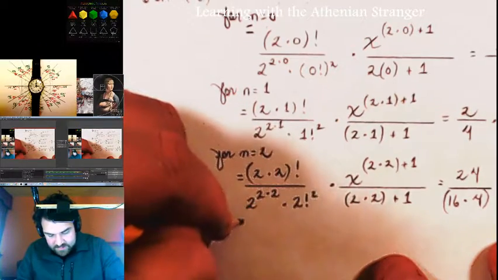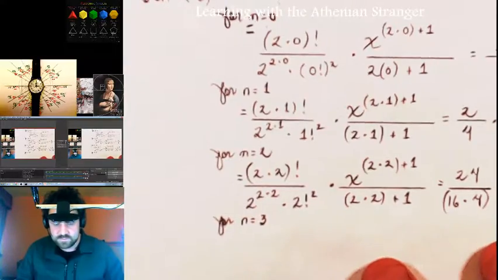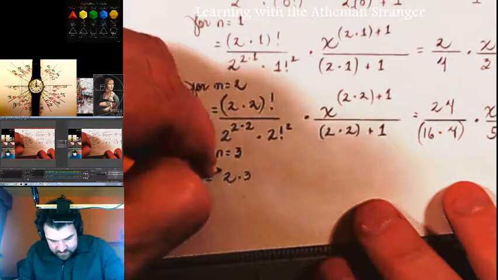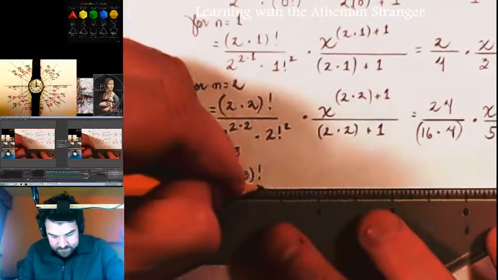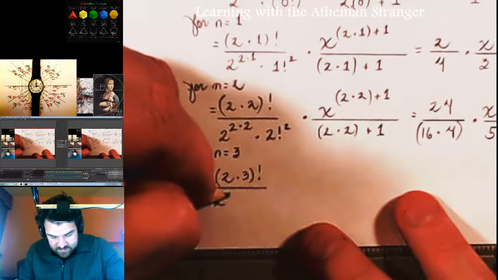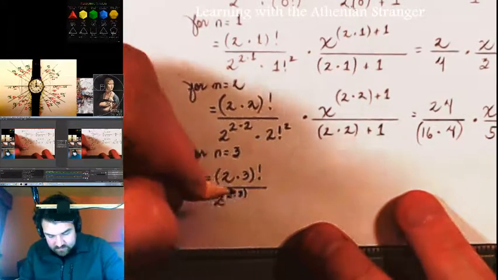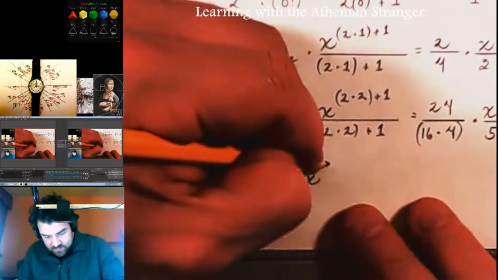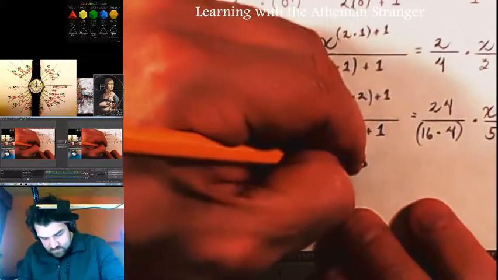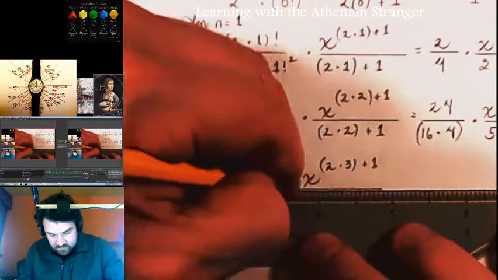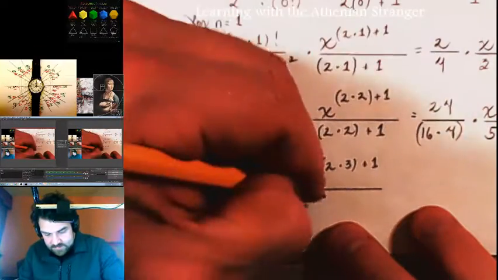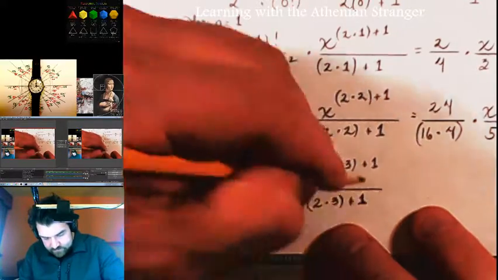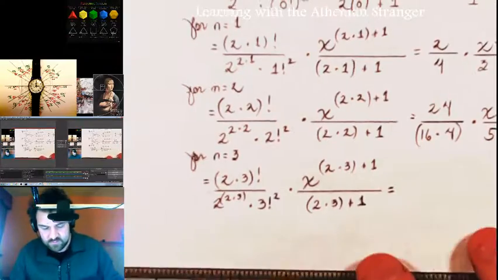We're going to do this time for n equals 3. All right? Now you should be on a roll at this point. So this time we're doing 2 times 3 factorial over 2 raised to the 2 times 3 times 3 factorial squared times x raised to the 2 times 3 plus 1, all divided, ladies and gentlemen, by 2 times 3 plus 1. All right? Now let's just simplify that, or let's actually multiply it out, I should say.